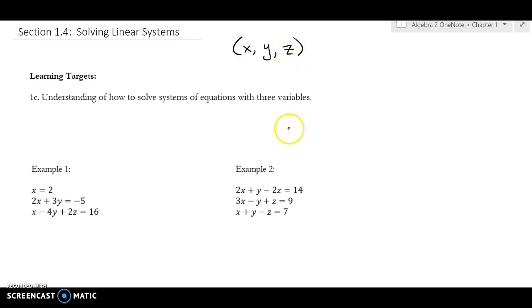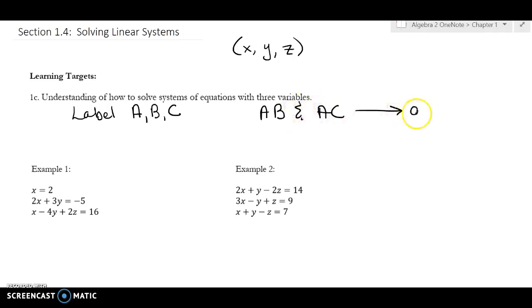And these are tricky, and they're not always the same, but there are some things you should do that will help. One thing is you should label your equations A, B, and C. That might help you understand which equation you're using. The next helpful step is to combine two, maybe AB, and then AC. When you combine these, you get rid of the same variable.